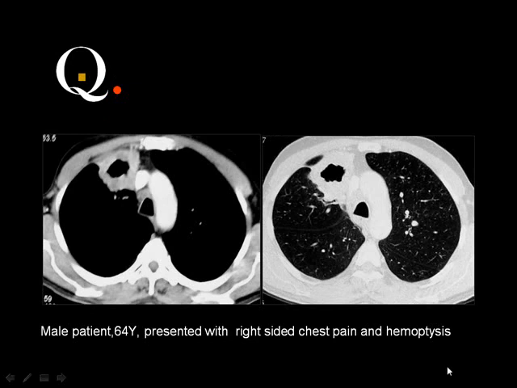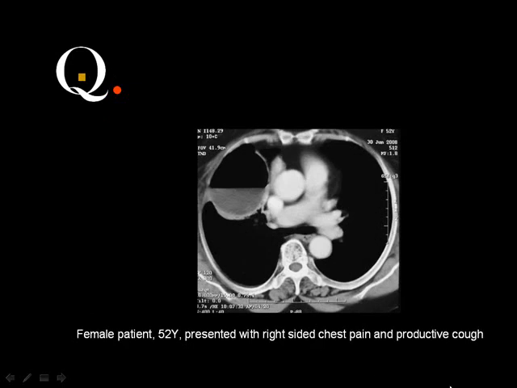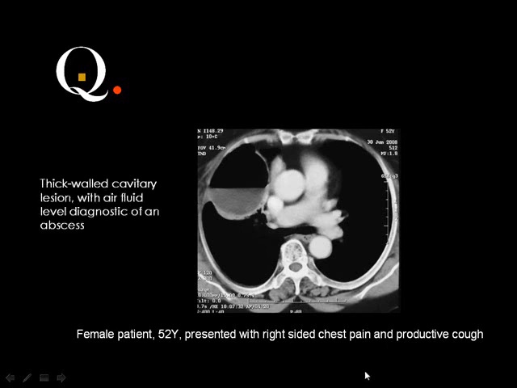Cavity? Thick wall? Chronic abscess or neoplasm? Neoplasm, because of the irregular margin of the tumor and the metastatic lymph node posterior to the superior linear. Nodule mass batch cavity. Cavity. The diagnosis is lung abscess. Okay.